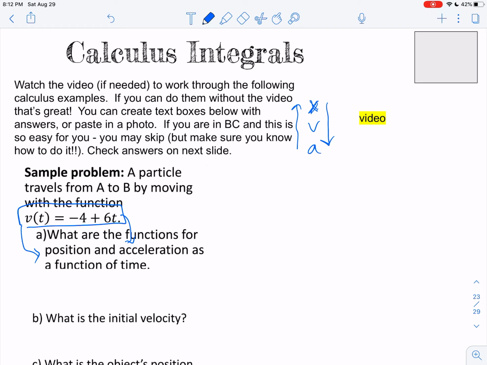All right, so if I have v(t) = negative 4 plus 6t, the position function is going to be one above that. So if I take the integral, this has basically an implied t to the 0 now, right? So then that's going to be a t to the 1, or we usually would just say t, we wouldn't say t to the 1. And then plus 6t.